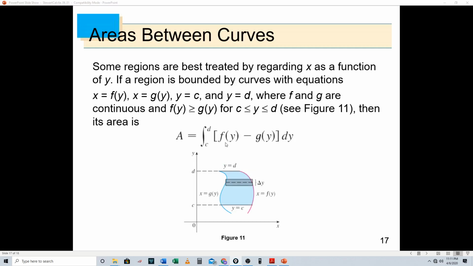Now, here's the fun part. Sometimes the region is not going to be bounded by x, it's going to be bounded by y. It means your functions need to be in terms of y, which isn't going to change anything except when your functions are not in terms of y, you're going to need to make them in terms of y.